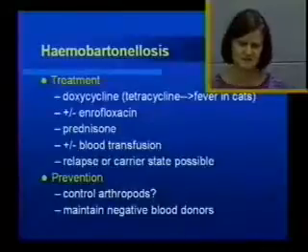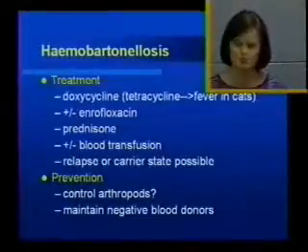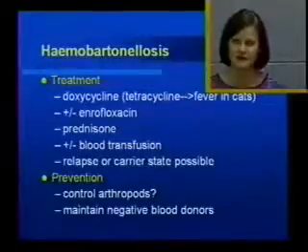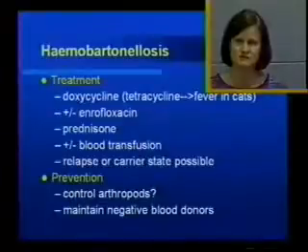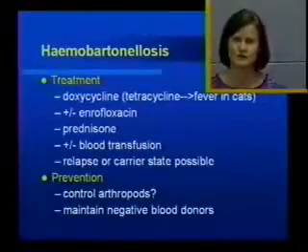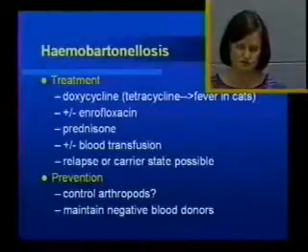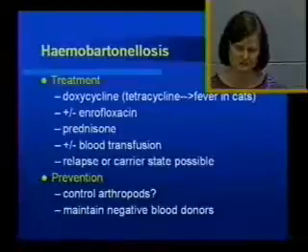Treatment is with doxycycline. We don't recommend tetracycline for use in cats. It's also possible that enrofloxacin is effective against this organism. Prednisone is sometimes used to stop this acute hemolytic anemia that occurs, and many cats will require a blood transfusion because they're so severely anemic. Relapse or carrier state has been shown in some cats.